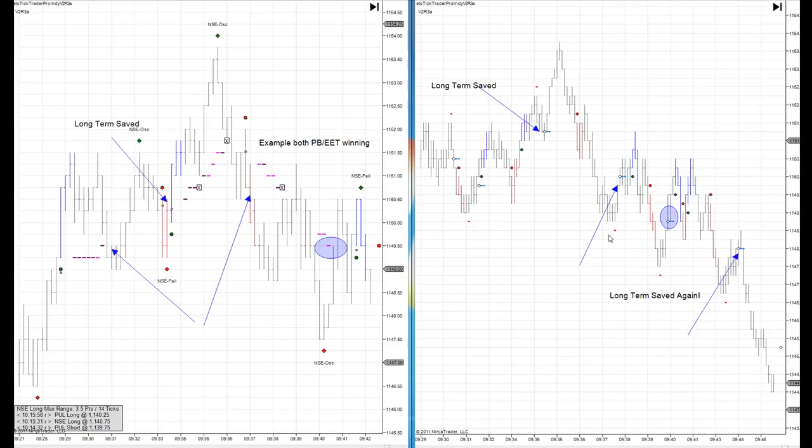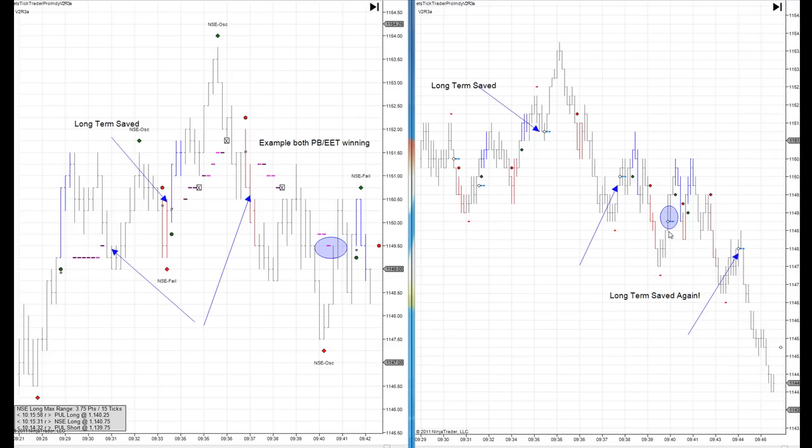I want to show you an example of my EET and pullback strategy. I say in my webinars that on these trades, the pullback here is short and the EET here is long. They're both valid. Well, which one do you take? Well, 70% of the time they're both winning trades. And here's an example of that.